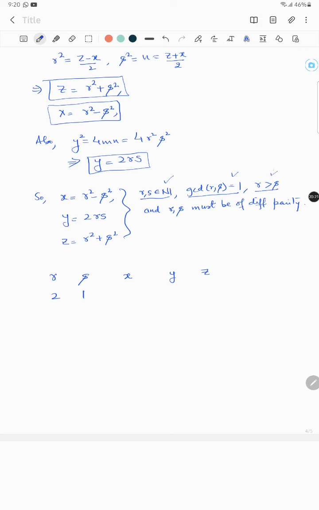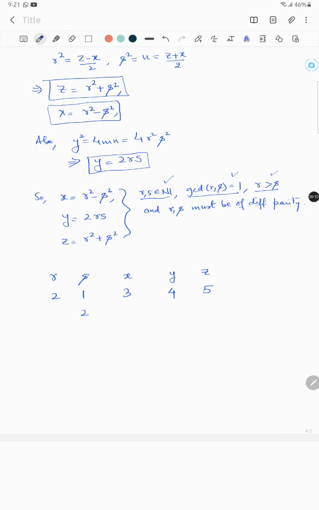So if you take S equal to 1, R equal to 2, what will be X? This will be 2 square minus 1 square, which is 3, Y will be 4, and Z will be 5. So 3 square plus 4 square equal to 5 square. This is your first Pythagorean triplet.